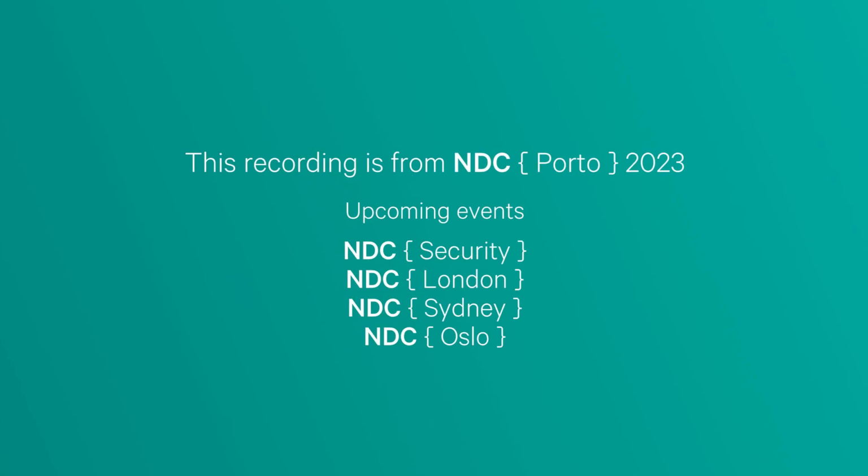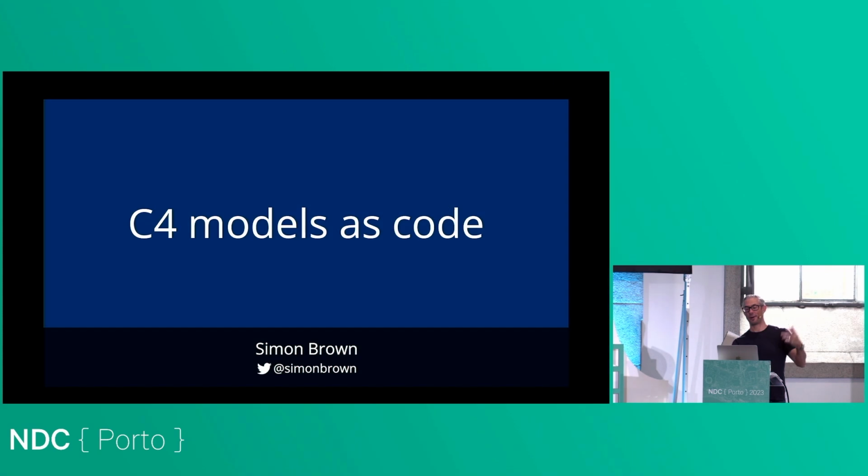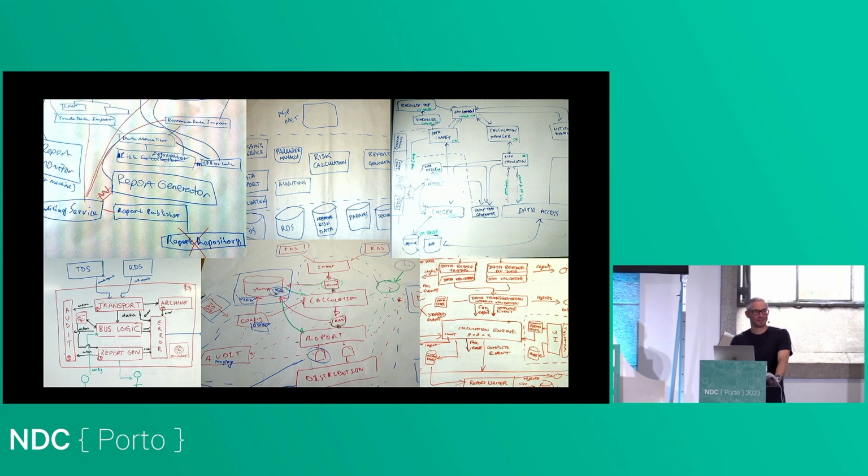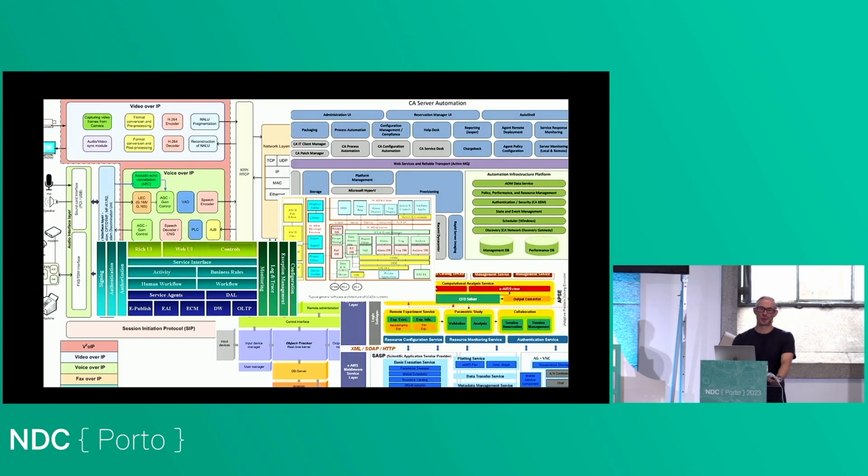This session is about C4 models as code, which is really, of course, about architecture diagrams and documentation. So architecture diagrams have traditionally been horrible. Lots of random boxes and arrows that look like this, and I'm sure we've all seen whiteboards where we've got diagrams exactly like this. This isn't a tooling issue.